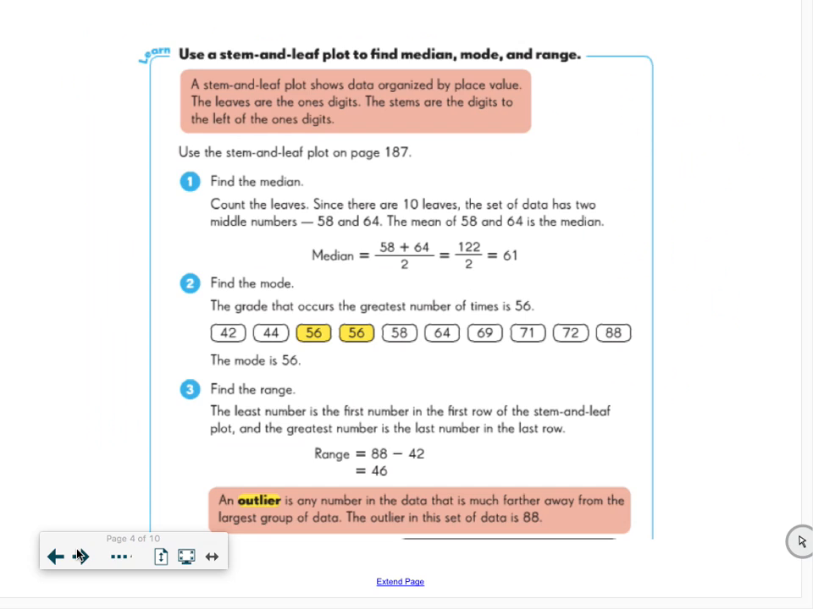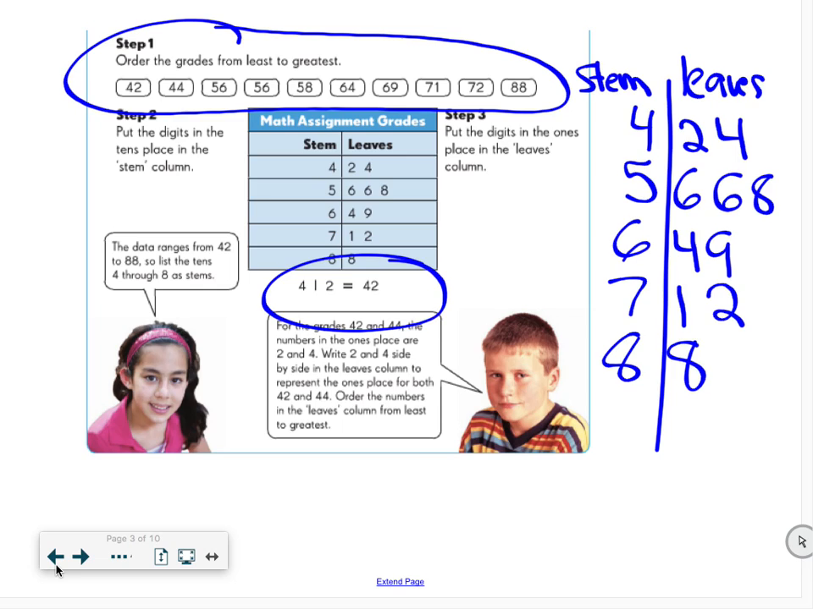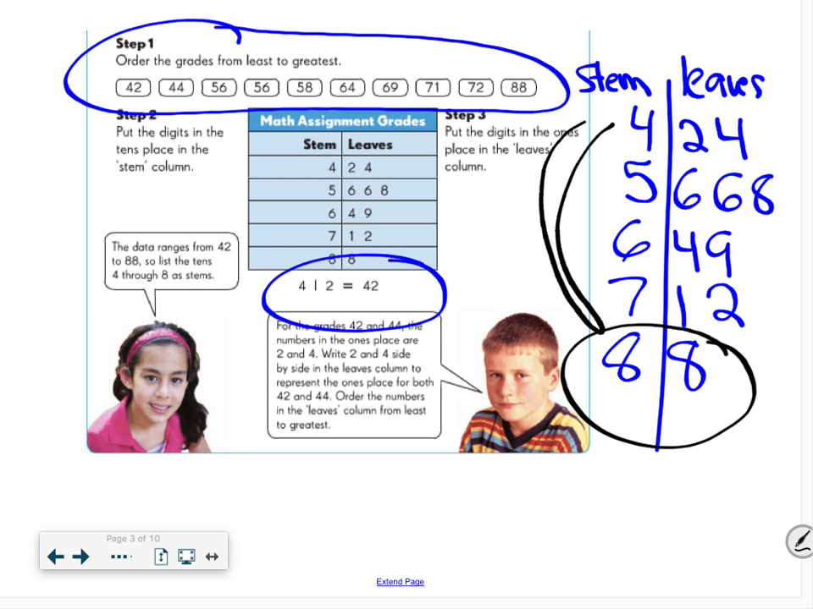Remember, an outlier is any number in the data that is much farther away from the largest group of data. So like anything that can skew or change the data. So it goes 42, 44 to 56. That makes sense. It's kind of in order. But then look, 72 and it jumps all the way to 88. 88 is a lot higher than the rest of these numbers, so 88 is the outlier.